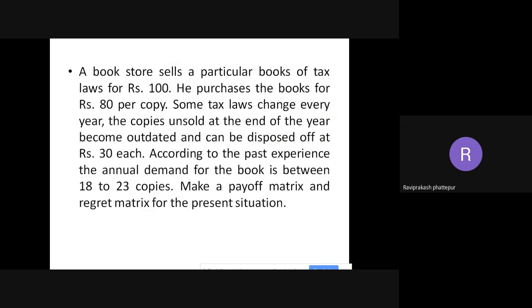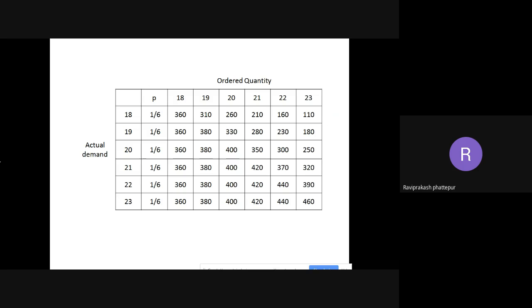See here, this is the bookseller problem. A bookstore sells books of tax laws for ₹100. He buys them at 80 rupees, and after 1 year the books don't hold good, so he disposes of them at ₹30 each. From past experience, he sells around 18 to 23 copies every year, so he should buy 18 to 23 only, as per the demand. When we calculate that, we get this particular payoff matrix.